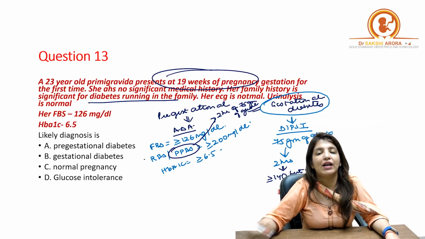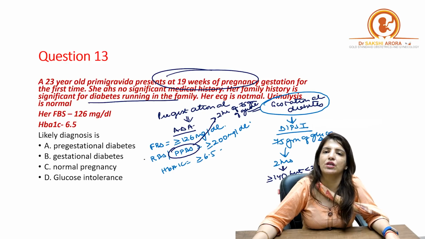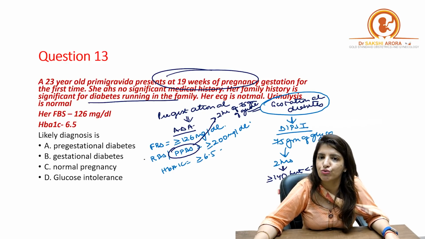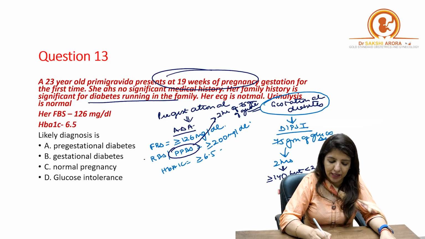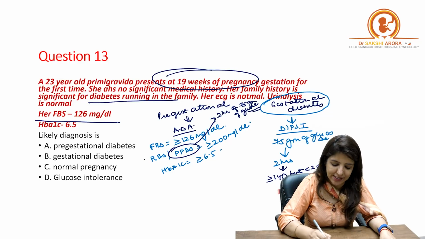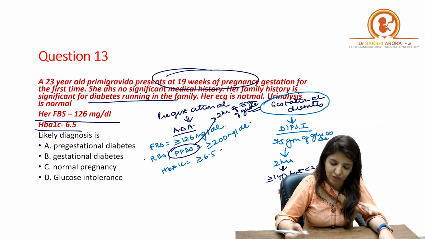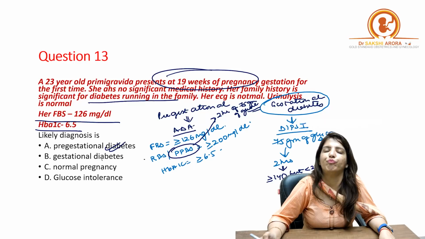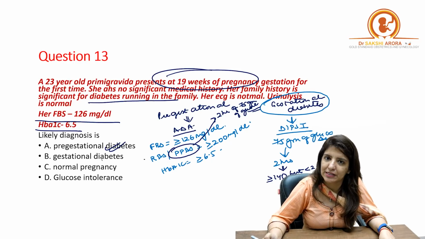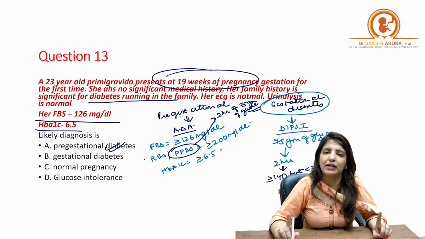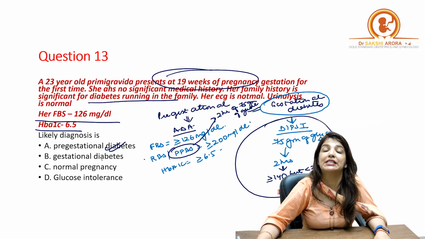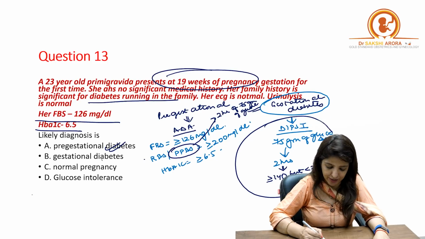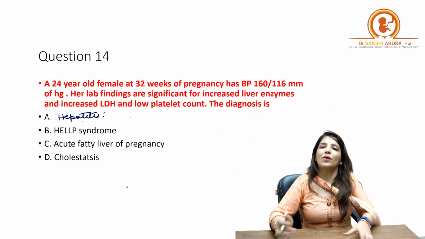2 hour PP level after giving 75 grams of glucose, if it is more than 200, or random blood sugar is more than or equal to 200, or HbA1c is more than or equal to 6.5. And over here, fasting blood sugar is 126 and HbA1c is 6.5. So it has to be a case of pre-gestational diabetes. Right? Please remember that for gestational diabetes, the criteria which is followed is DIPSI criteria. Right? Let's see question number 14.